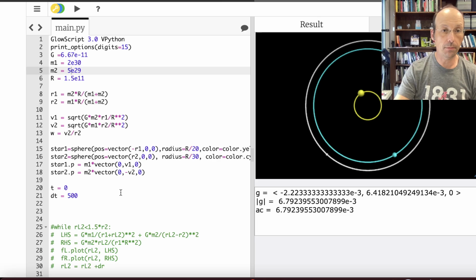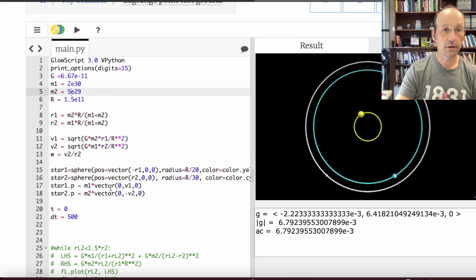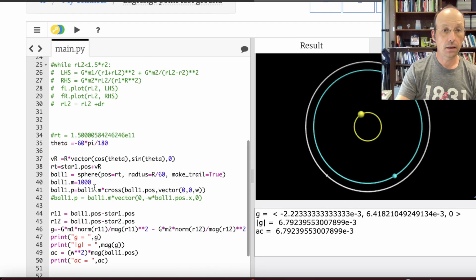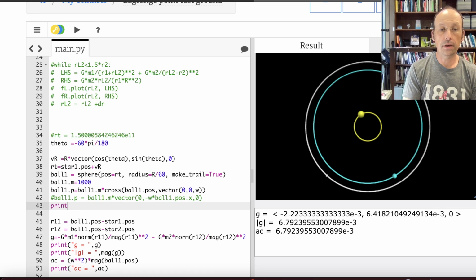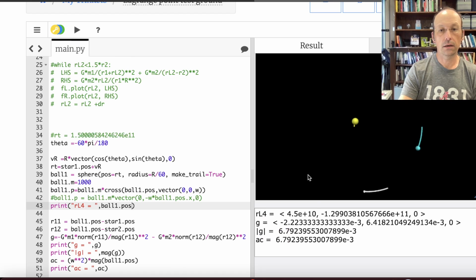Let's print up here before I do that so I know the answer. Star 1 here. Let's print RL4 equals, and that's just going to be ball1.pos. Yeah. So let's run that. Okay, so there's my location.